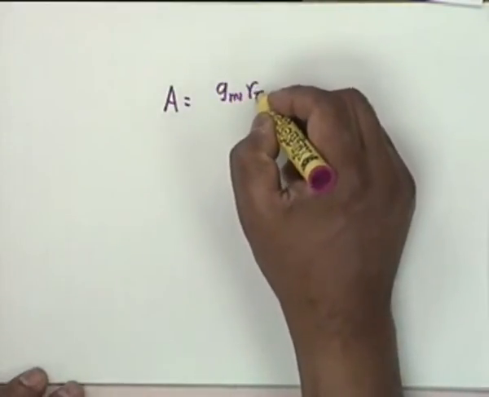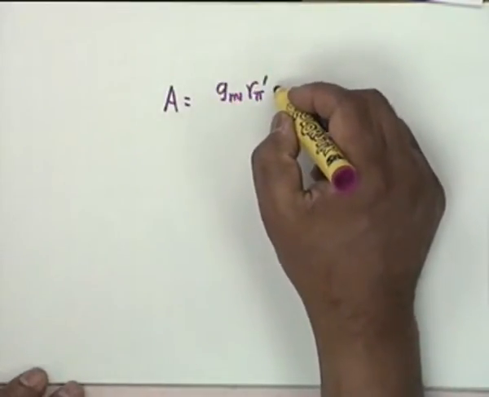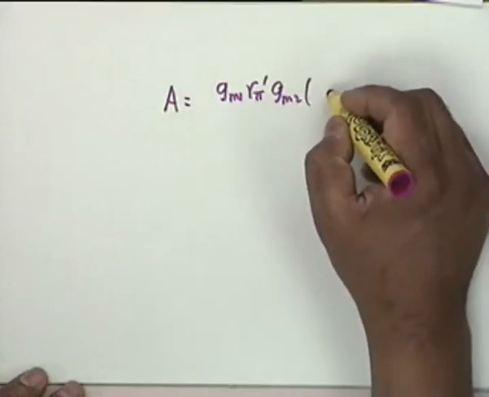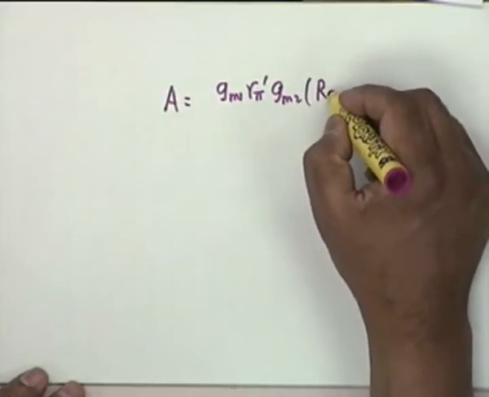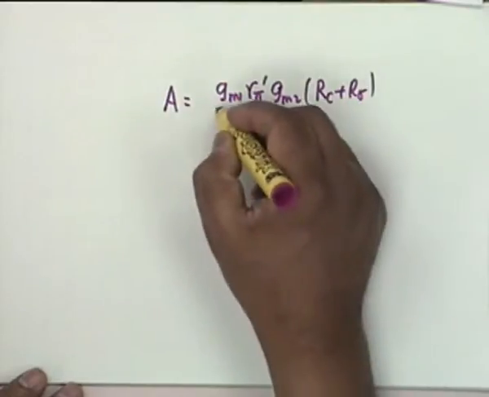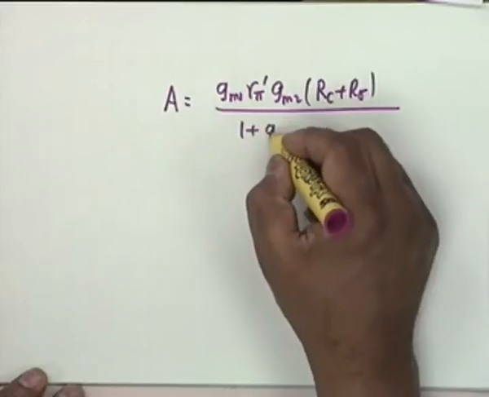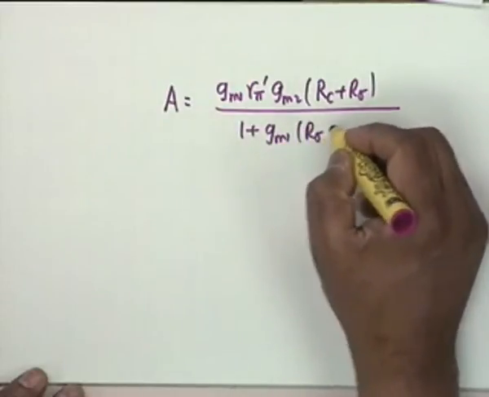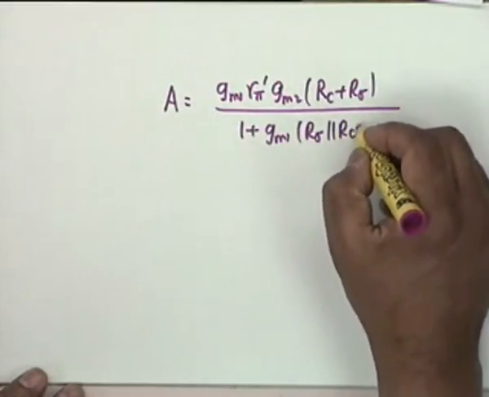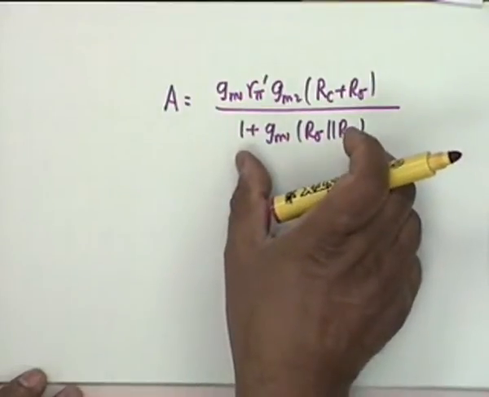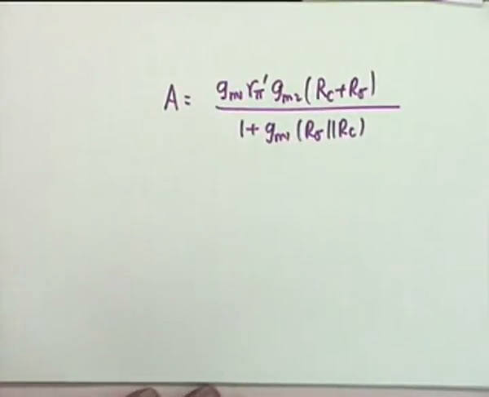GM1 R pi prime, GM2, instead of RC, you have RC plus R sigma, divided by 1 plus GM1. Where does this factor come from? This factor 1 plus GM1 R sigma parallel RC, where does it come from? VGS, from the calculation of VGS.